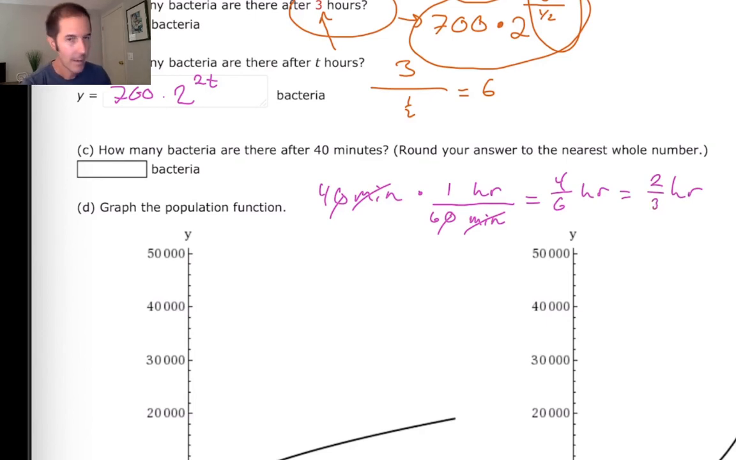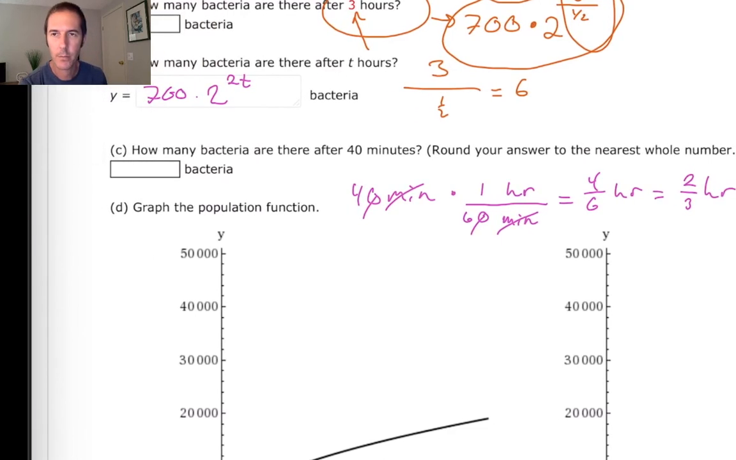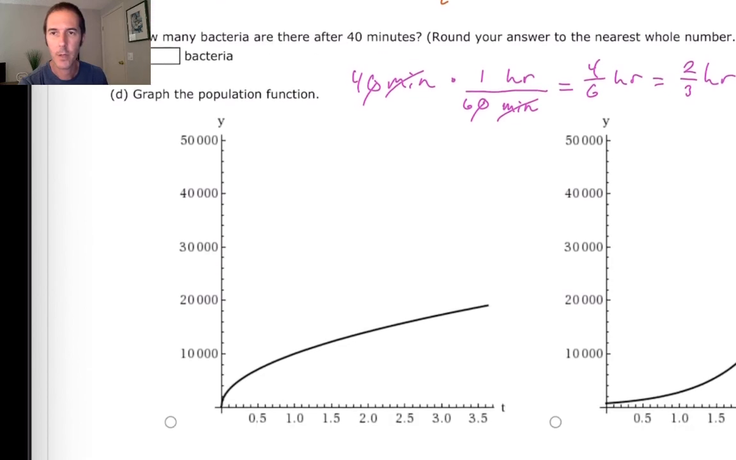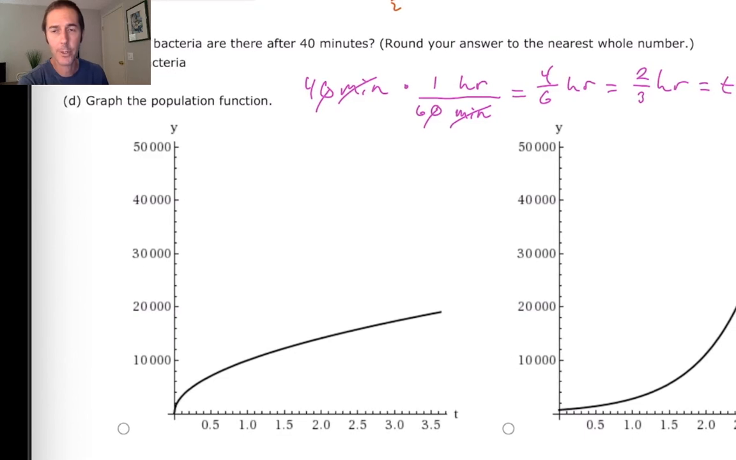2/3 hours. This is the t value that you want to plug into the function that we just designed in part B. I'll leave you to process that using your graphing or scientific calculator. That's just arithmetic. Graph the population function. If you have a grapher, you can do it.